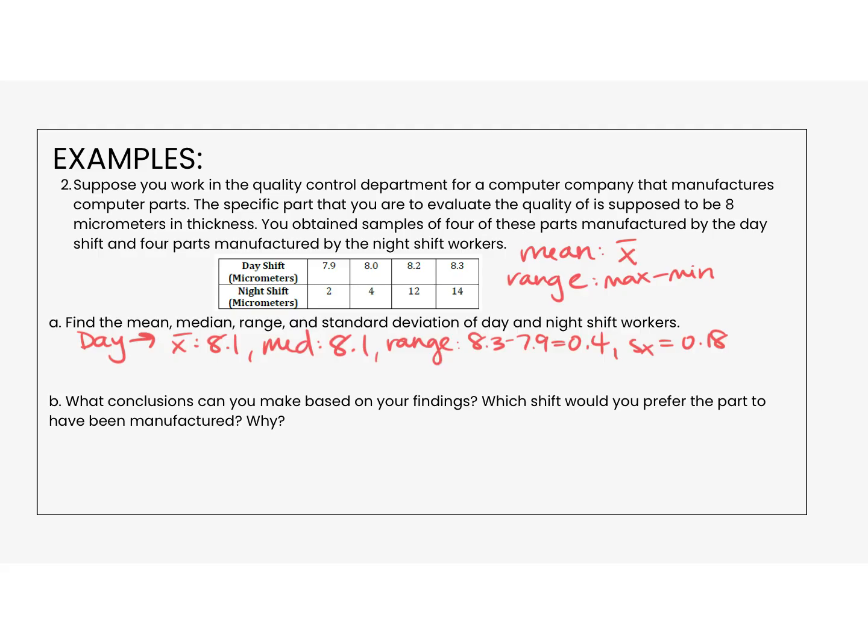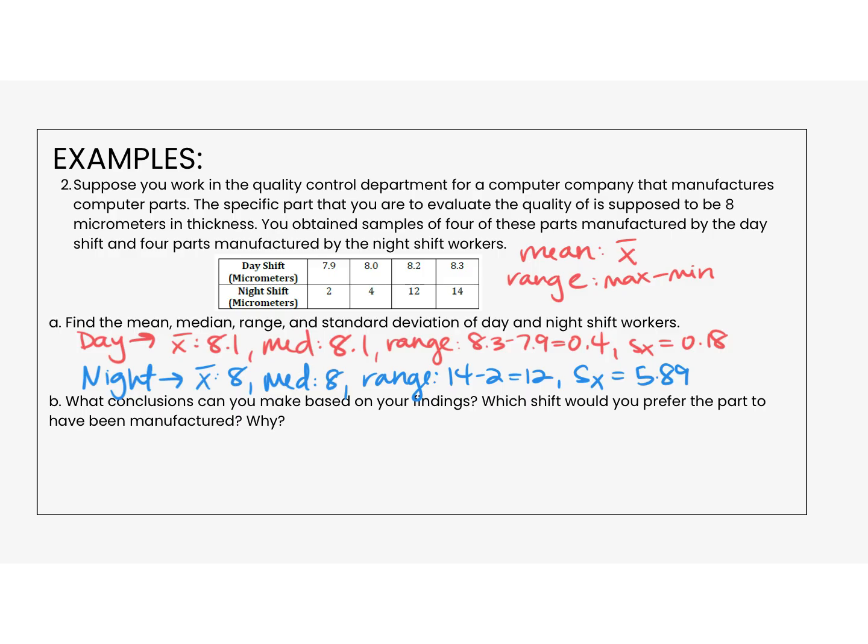Okay, we're going to do the same thing for the night shift. So same thing, stat edit, type in your values, 2, 4, 12, 14. Stat calc, one variable stats. The mean is 8. The median is 8. The range would be 12, 14 minus 2. And the standard deviation is 5.88 or 5.89.